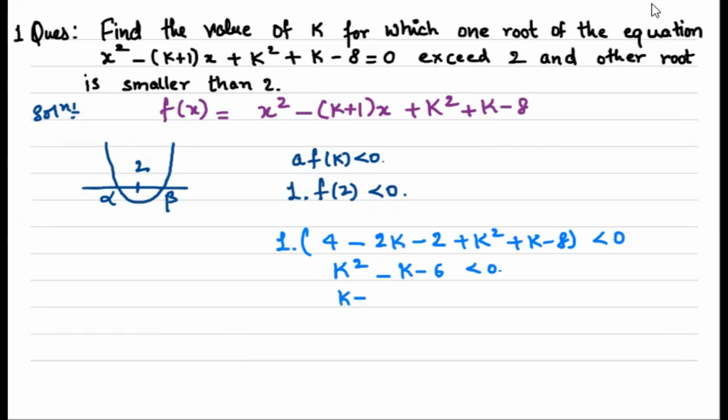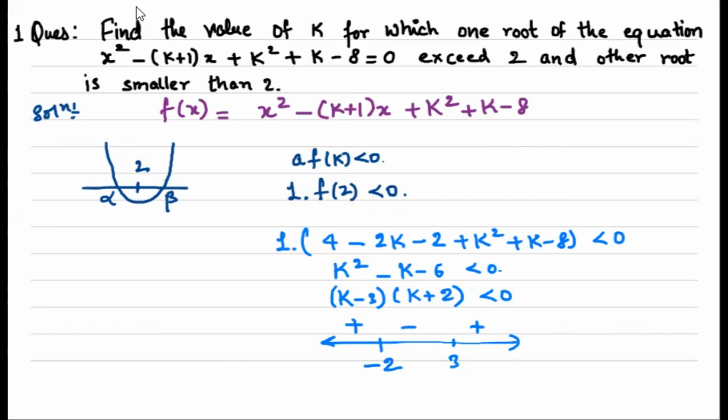And therefore, the factors are k minus 3 and k plus 2 less than 0. Putting it on the number line, we get minus 2 and 3, using the wavy curve, plus minus plus. Okay. So now here using the wavy curve method, we get k belongs to the interval minus 2 to 3. And that's your answer.